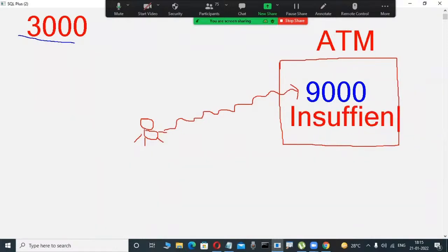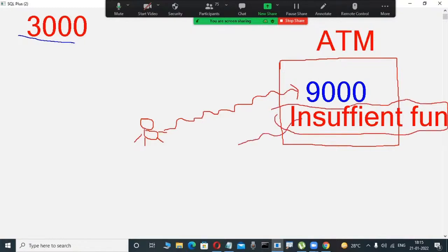Why? Because here your balance is low, 3,000, but you are trying to retrieve more than 3,000, that is 9,000, 8,000, 7,000, like that. How is it possible? In that case only, the message insufficient funds will be displayed. But how is this message possible? Okay, so does the ATM center know?